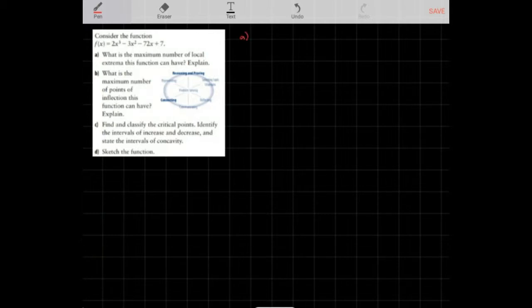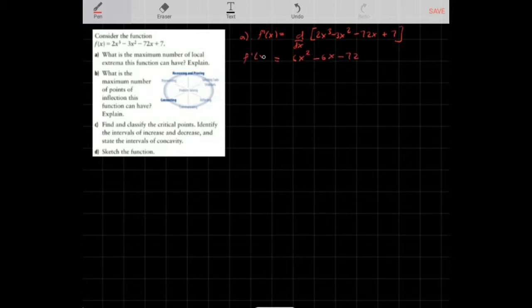What is the maximum number of local extrema this function can have? Well, if we're looking at local extrema, we want to look at the first derivative, and we can understand that the first derivative here is the derivative of 2x cubed minus 3x squared minus 72x plus 7, which is 6x squared minus 6x minus 72.